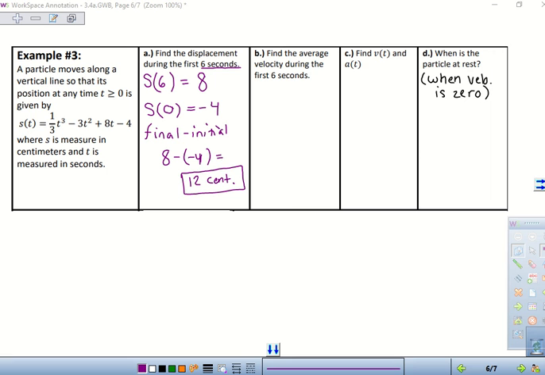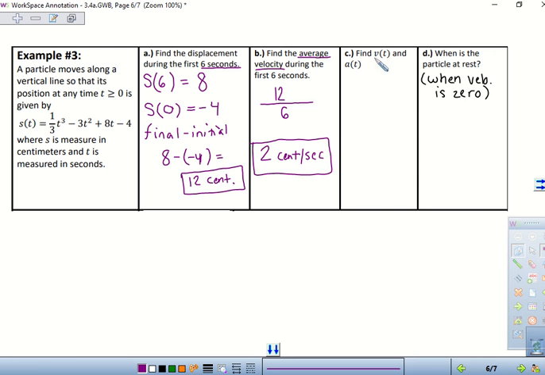The next one says find the average velocity during the first 6 seconds. So average velocity is displacement over time, right? So displacement is 12, we just found it, over the first 6 seconds, and then time that's passed. So from 0 seconds to 6 seconds, how much time has passed? 6 seconds. So our average velocity is 2 centimeters per second. Not to be confused with regular instantaneous velocity.